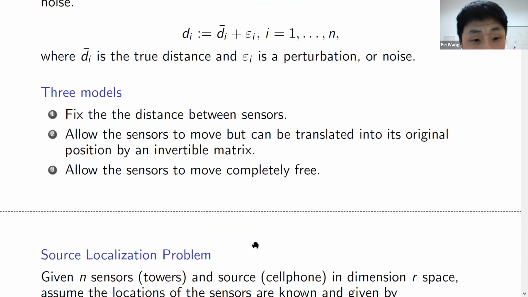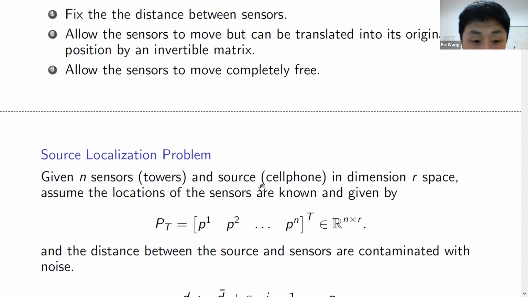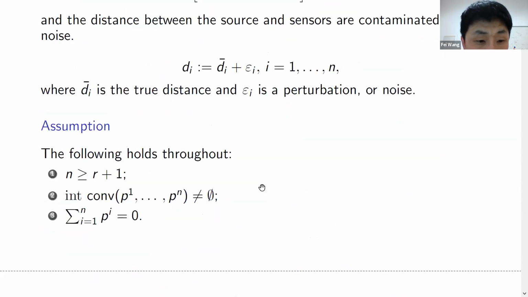First, we consider the first model, where the distances between sensors are fixed. The basic assumption is the following. We assume that the number of sensors, or towers, is greater than or equal to r plus 1. We assume the interior of the convex hull of these sensors is not empty, and the sensors are centered.